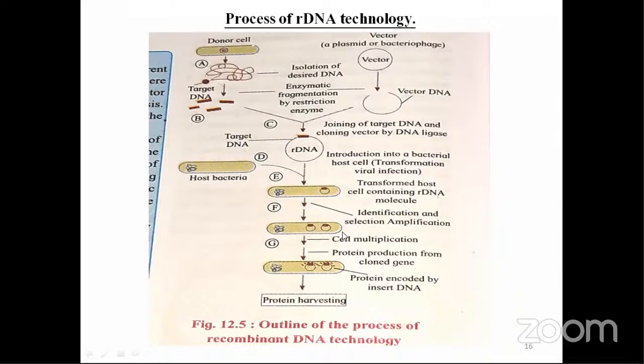Now this is the diagrammatic representation. If it is asked, you will have to make this, right, and write every step of it. Then here cell multiplication is taking place. Then protein production from cloned genes has taken place. Now this will be harvested. The protein which we require will be harvested. Okay, so this is how it is. This is the process of our DNA technology.